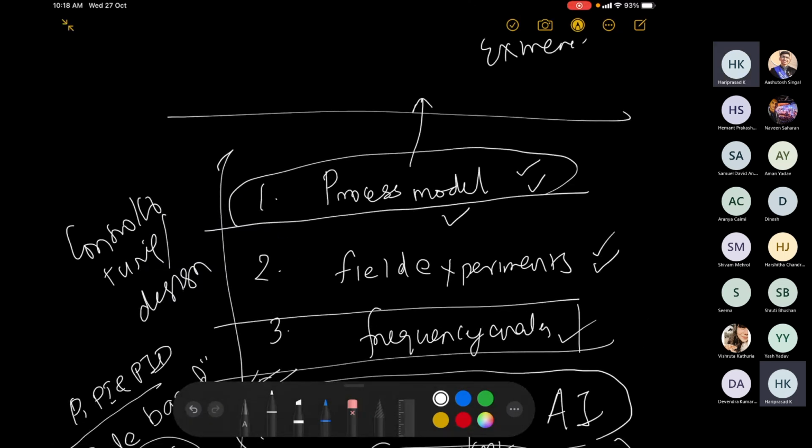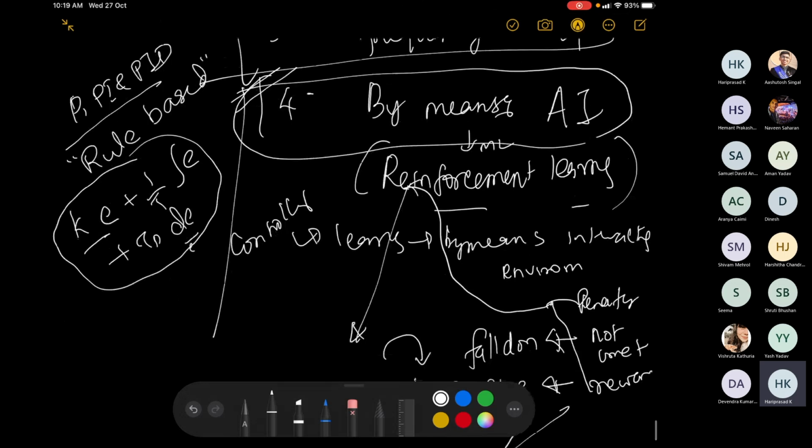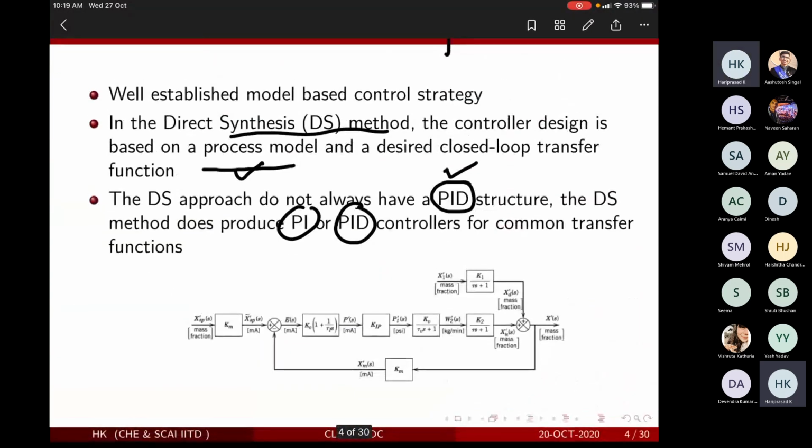Now we are going to learn two approaches used for control design based on a process model. One is called DS, or direct synthesis method. The other is IMC, the internal model control method. That is what we are going to do for another 30 to 40 minutes from now. Any questions at the moment? Are we okay to go ahead? Yes, sir. Cool.